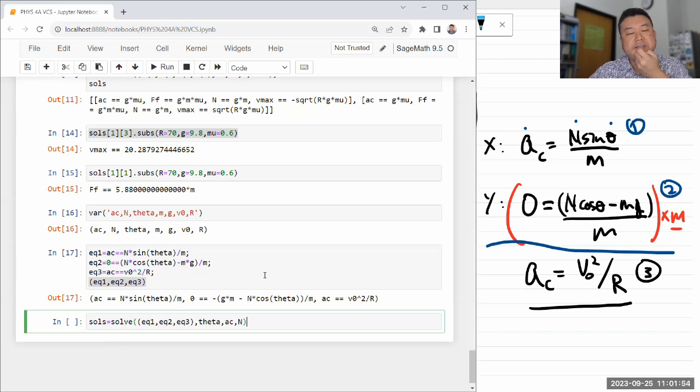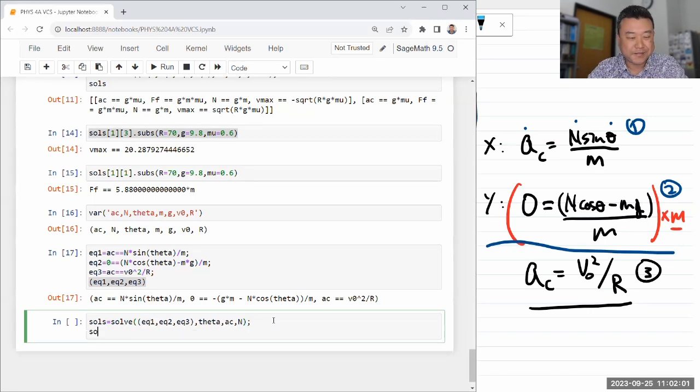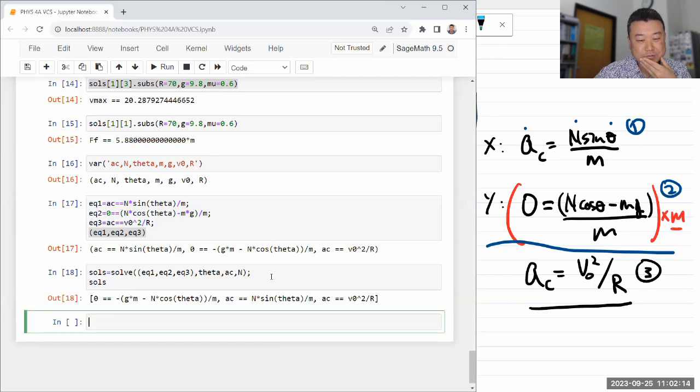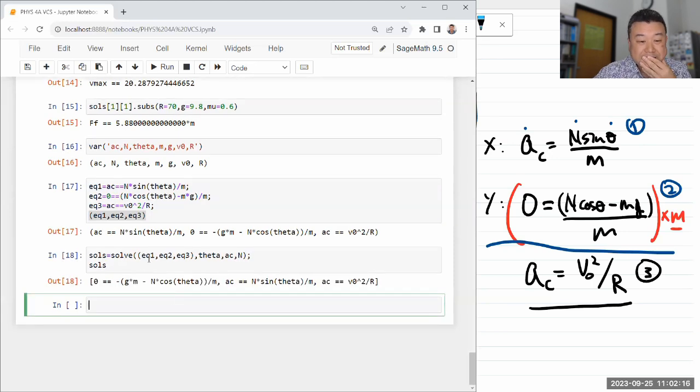SageMath tends not to deal well with trig functions. We'll see how well it does. If it's having issues, then I'll do some workarounds. SageMath is really great for solving linear systems of equations that are algebraic. It doesn't do inverse trig functions well. So yeah, it didn't solve anything, I think.